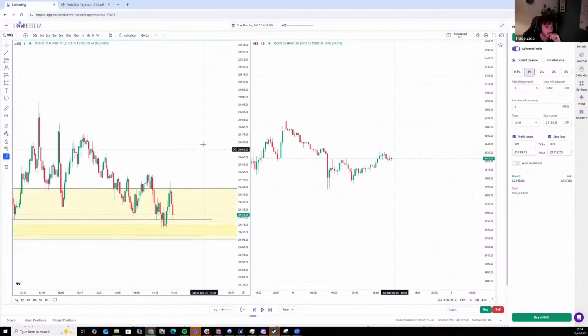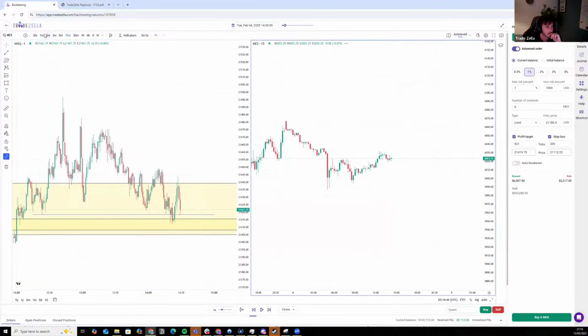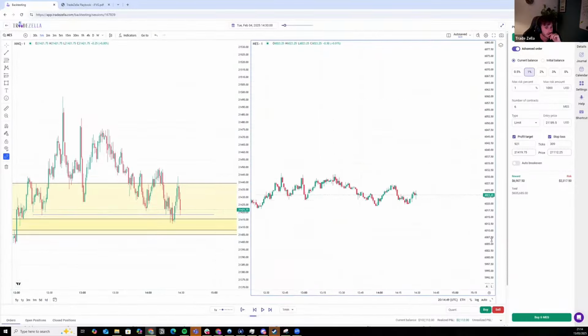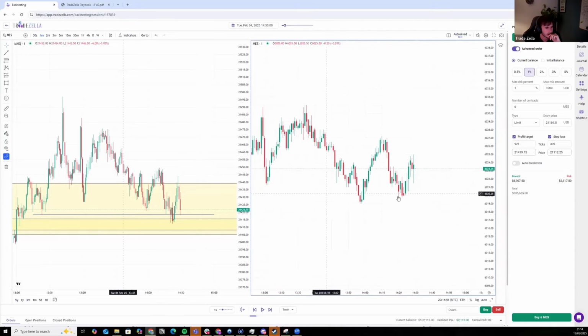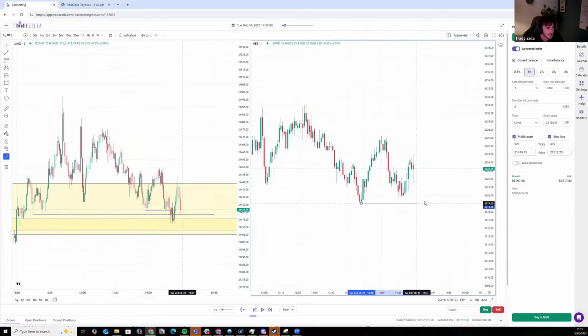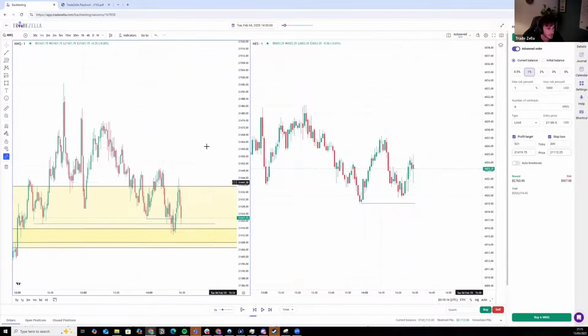Let's go on to the 1 minute on both sides and see if we get some sort of SMT. So we have got an SMT here, all right? We've got a higher high on ES over here, lower low on NQ here. See how this low got taken out, but on ES, it didn't get taken out. Do you guys see that? That's SMT right there, okay?